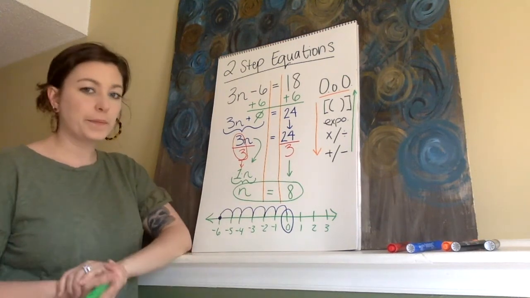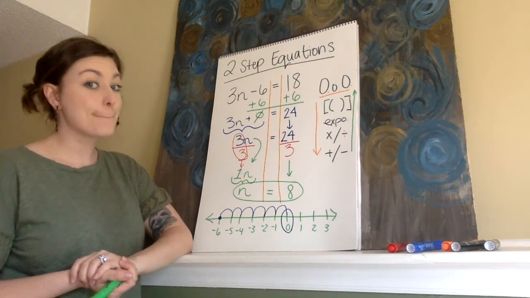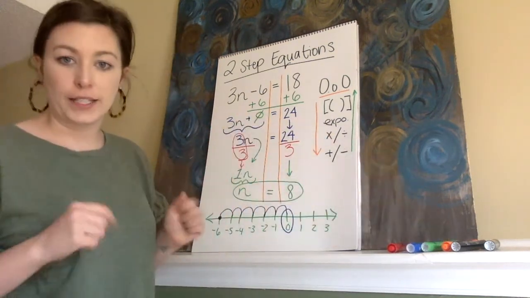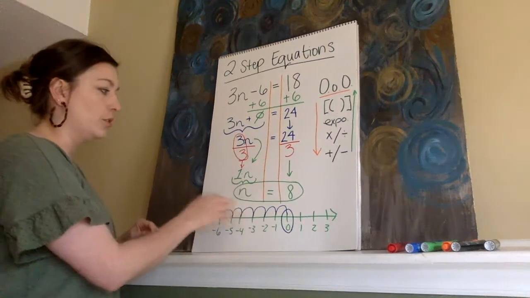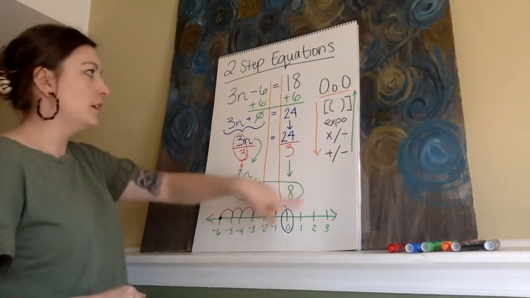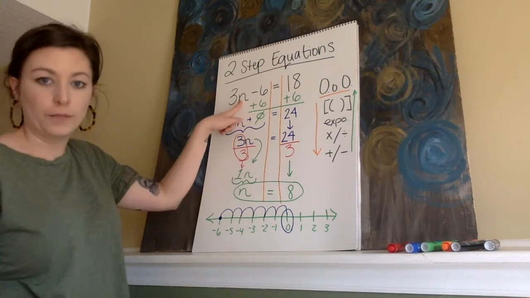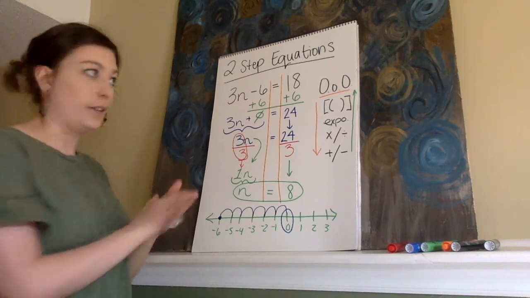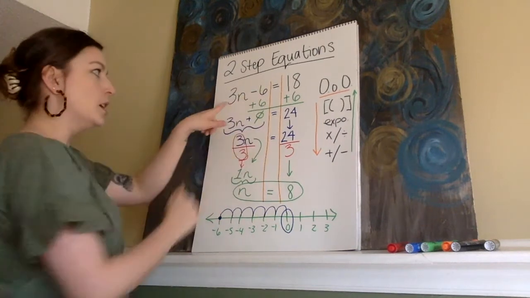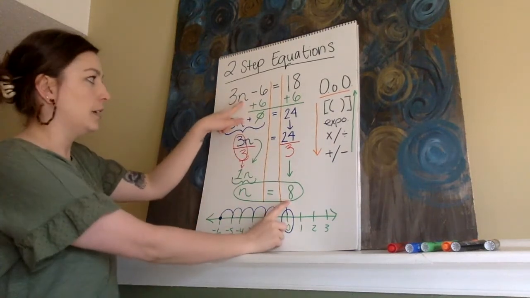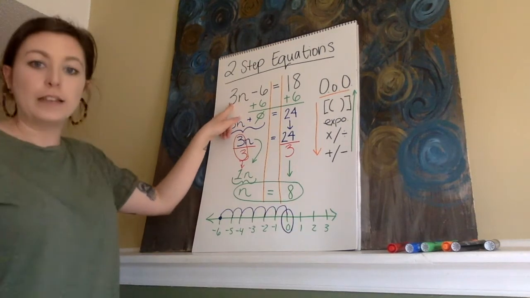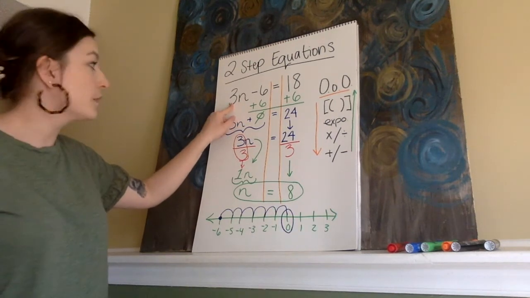So are we done yet? No, we have to check it, right? We've got to do our check step. That's the very last thing that you do. So in order to check it, we're going to take this 8, plug it back in up here. Okay, so now we're following the order of operations at this point because we have solved for everything else. So 3 times 8, because remember n is equal to 8, so 3 times 8 is 24.